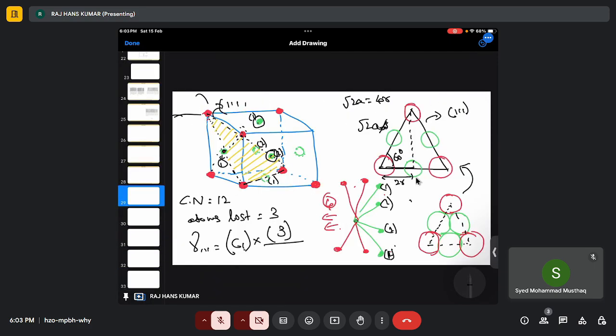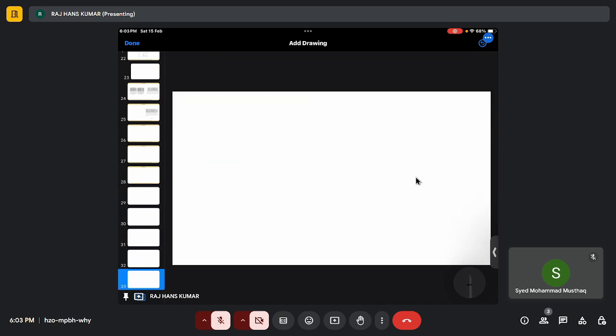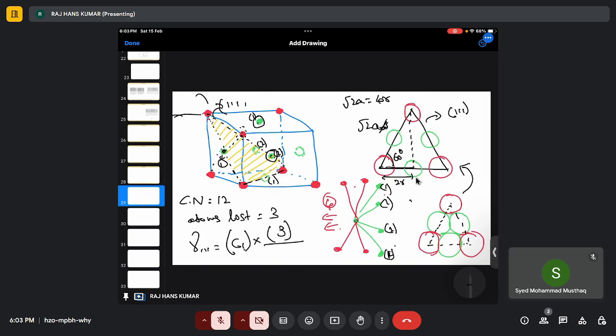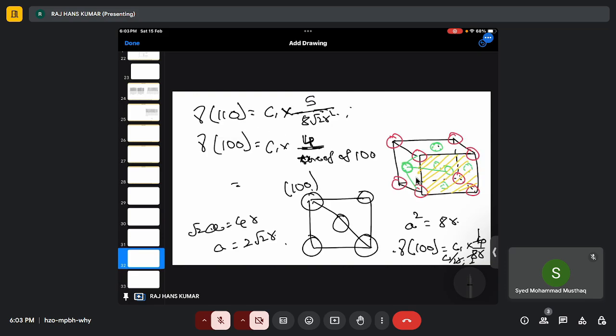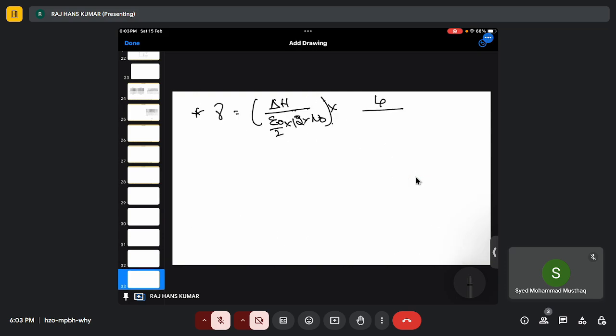Now to the 2 0 0. So the surface free energy will be delta H upon bond energy times coordination number into n naught times the number of bonds lost. So that will be equals to 4 for 2 0 0 divided by the area of 2 0 0.